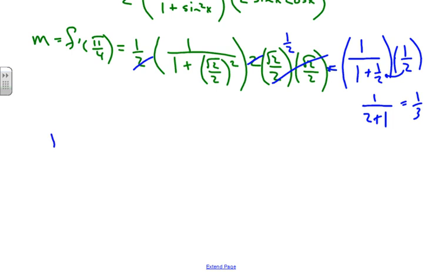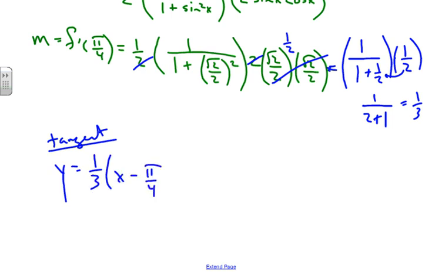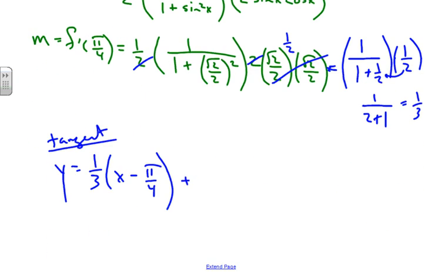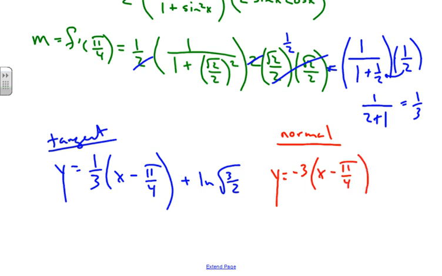I can write my equation of the tangent. The equation of the tangent is going to be y equals 1/3 times x minus pi over 4, and if we go over here, plus the natural log of the square root of 3/2. Make sure I got that. Yes. Okay, so that's my tangent. My normal is going to be the opposite, or perpendicular, to that. So the normal line is using the same point, but now I have -3 as my slope, times x minus pi over 4, plus the natural log of the square root of 3/2.